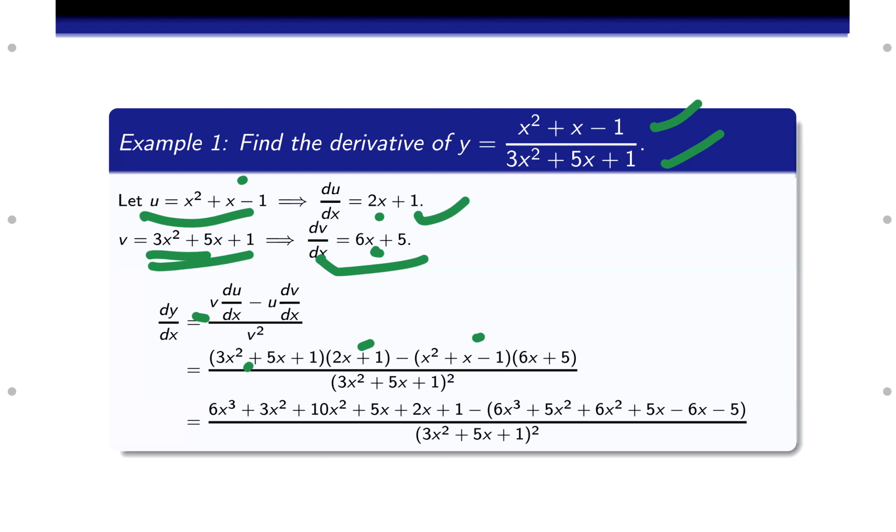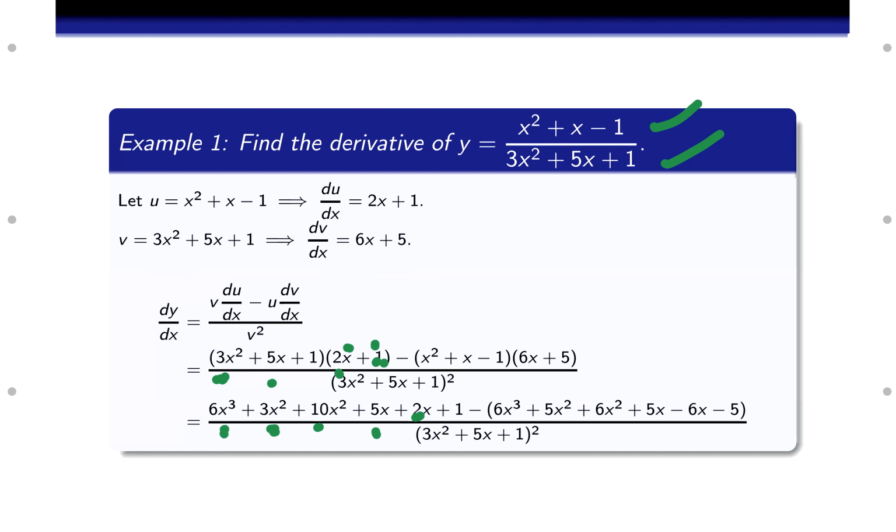So next, you just tidy things up. You have 3x squared times 2x, that's 6x cubed. 3x squared times 1, that's 3x squared. 5x times 2x, that's 10x squared. 5x times 1, that's 5x. 1 times 2x, 2x. 1 times 1, 1. So that's taken care of.